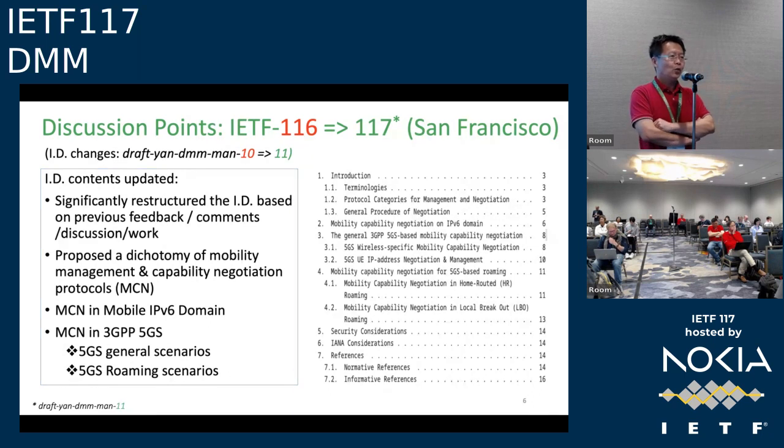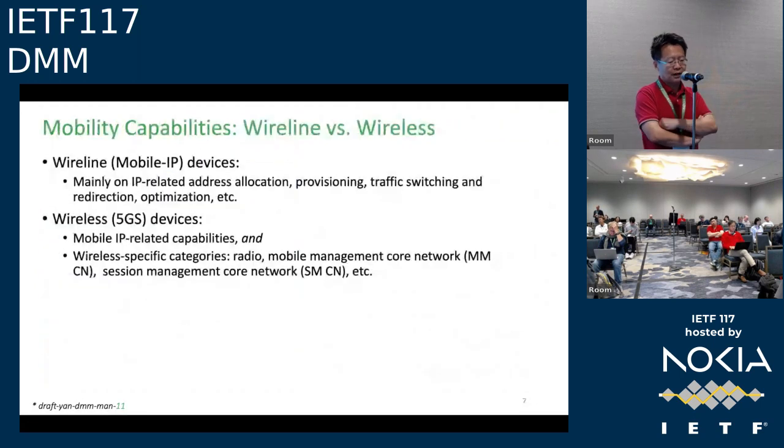Based on work, we summarize a dichotomy. It's like a classification of the MCN protocols, and then we apply our classification method to mobile IPv6 and the mobile wireless on 5GS. So the right part is the structure of the draft. Okay, can you go to the next?